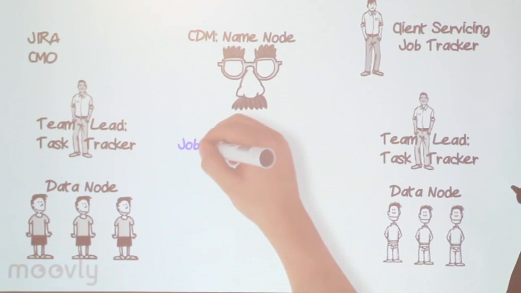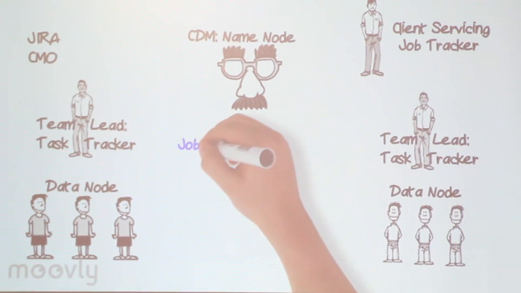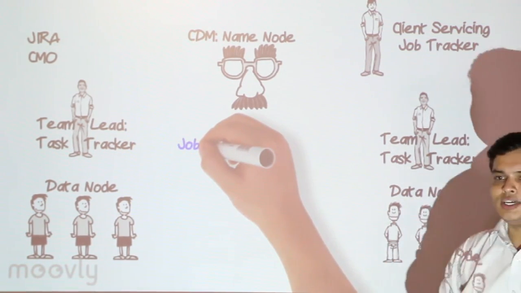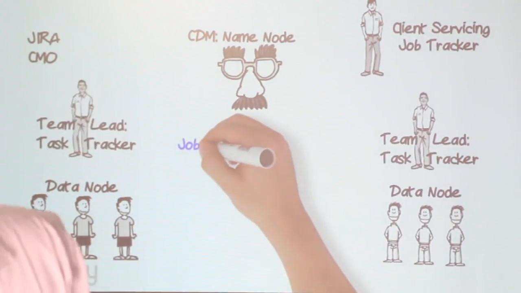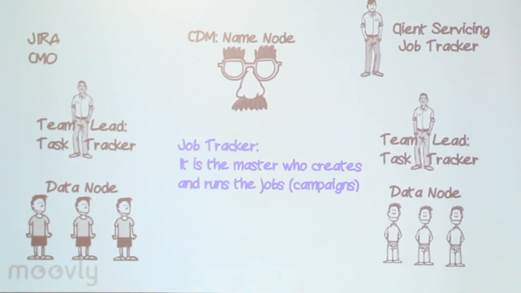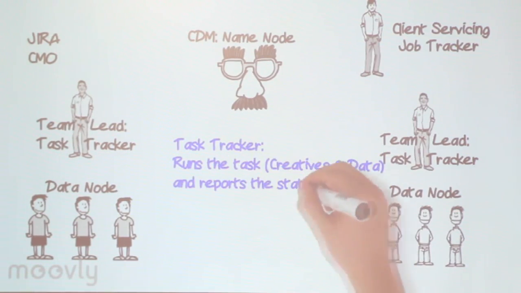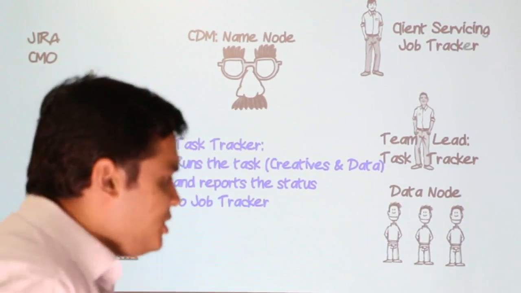What is the job in this case? It's the campaigns. If I'm just using the analogy, these guys are 10 campaigns, right? So what this job tracker does is it is the master who creates and runs the jobs, right? Got it? It actually runs the task and reports the status in the job tracker.